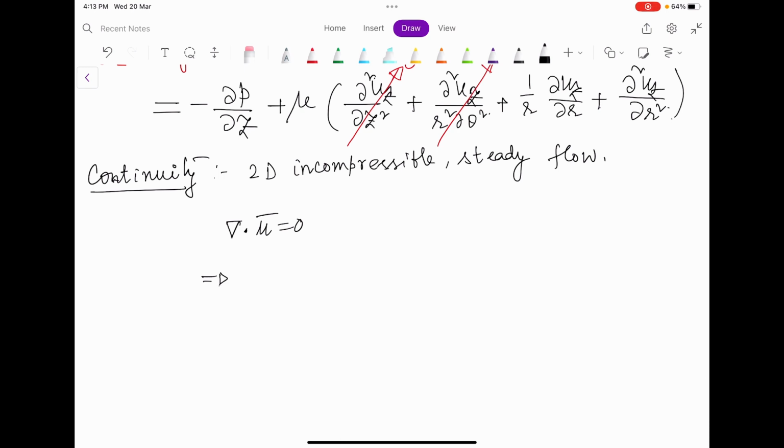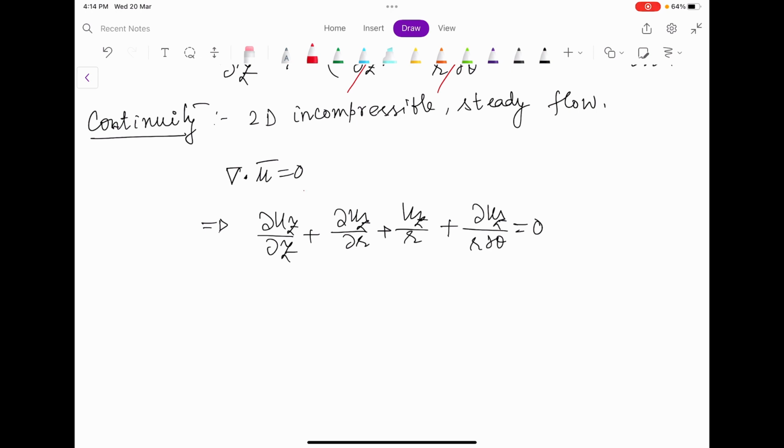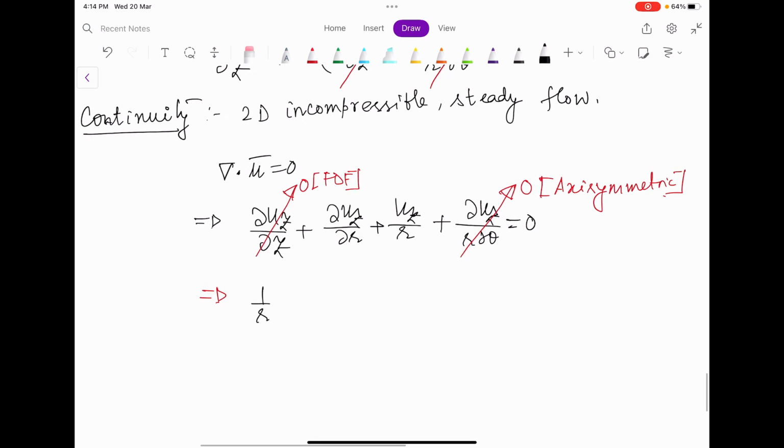So what is the divergence of the velocity vector? This, right, then another term is there, this, plus this is equal to 0. So for fully developed flow, FDF, this is 0, and we don't have any theta variation, that is because of the axisymmetric flow, right. That means this term, how can I write it? I can write it, I think, as 1 by r into del by del r of r into uz. Does it give me this term?